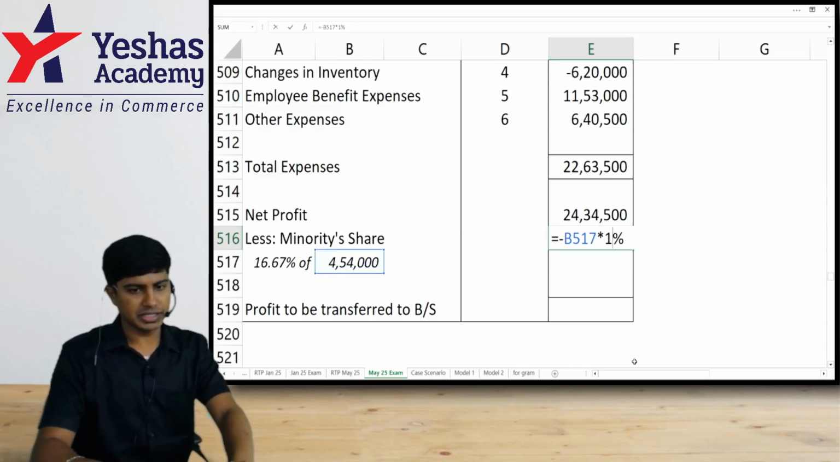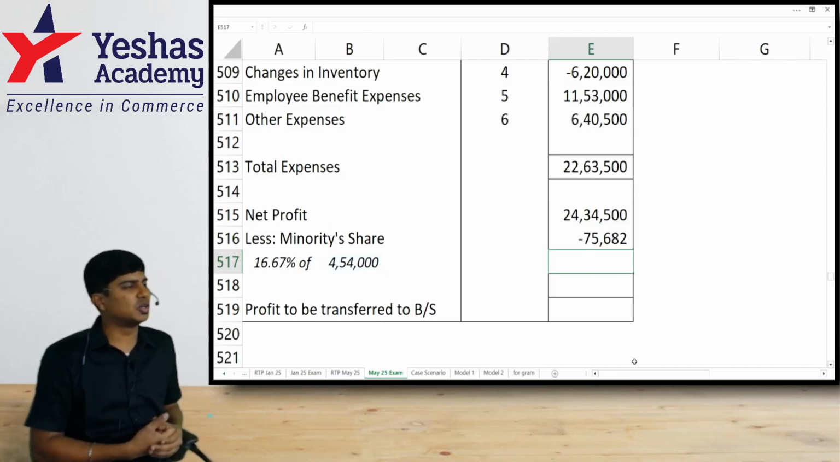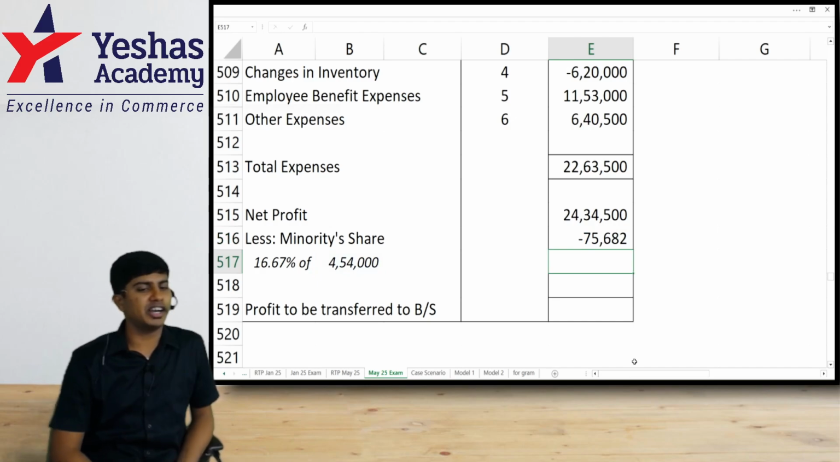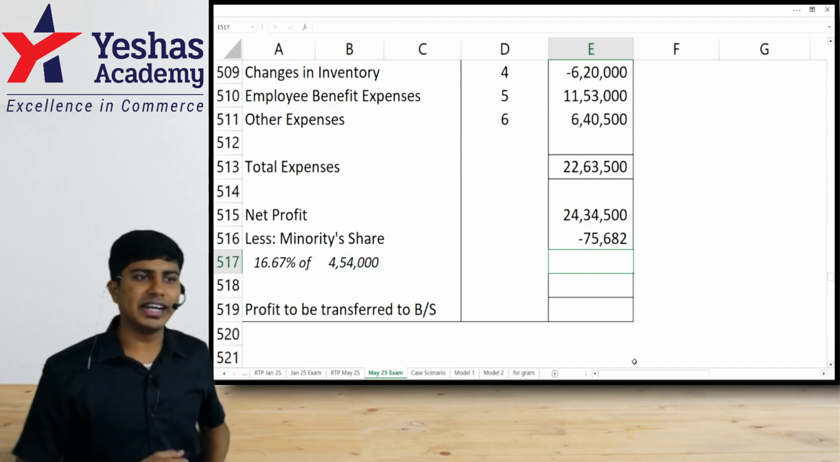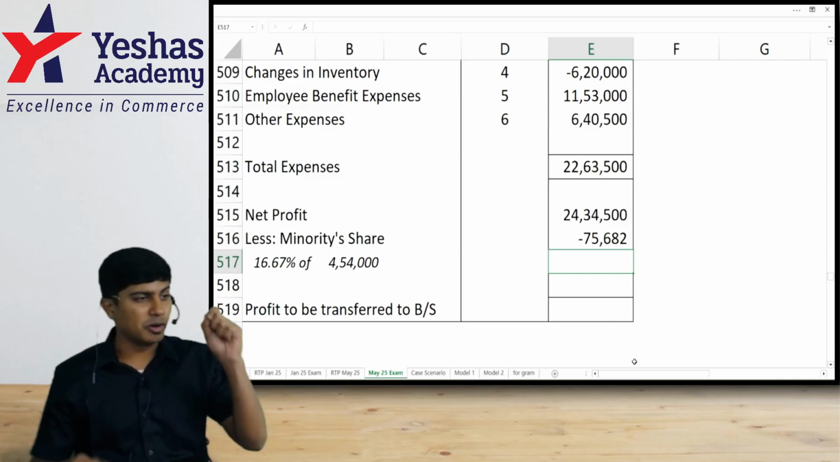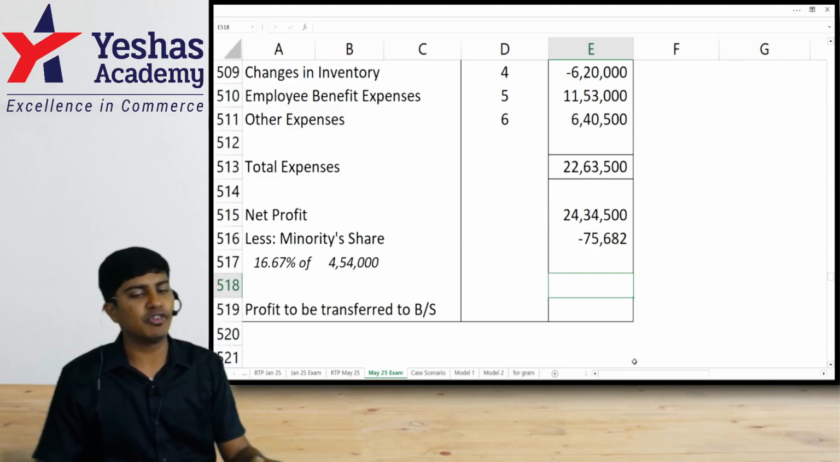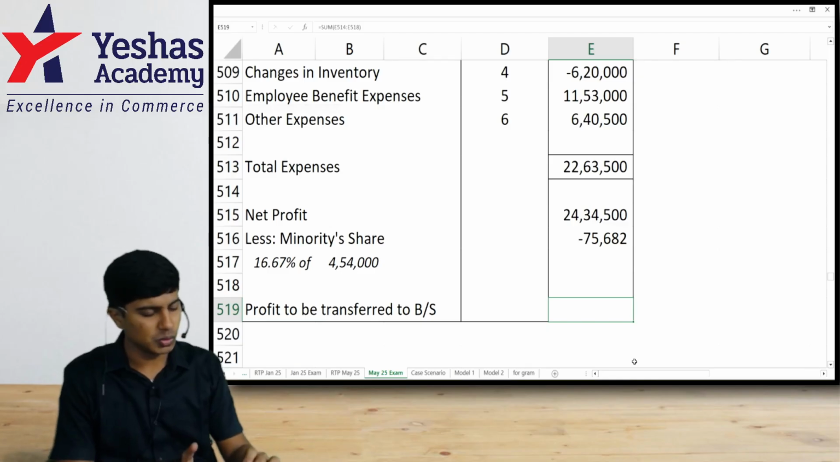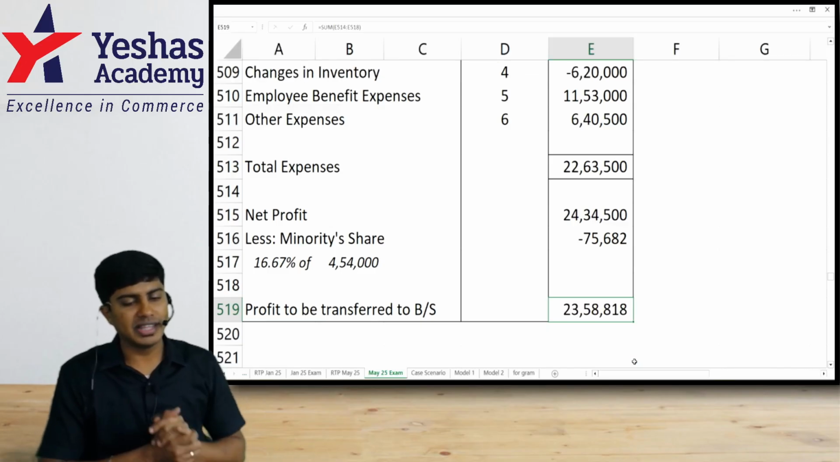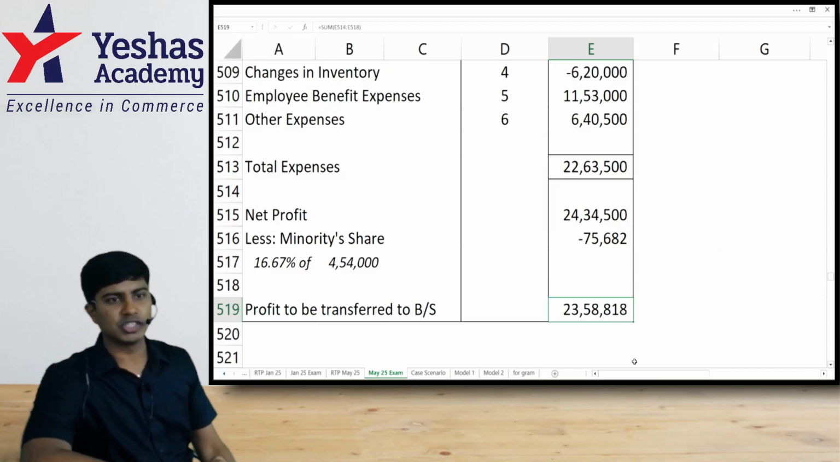One second. I will make it 16.67%. 75,862 of this 24,34,500 belongs to minority. If you deduct that, whatever profit you get as per consolidated PL is the profit to be taken to the consolidated balance sheet. Take 24,34,500 minus 75,862. 23,58,638, and this is the profit to be transferred to the balance sheet.